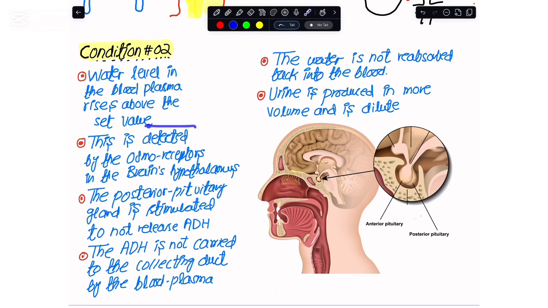So again, this elevated level of water in the blood plasma would be detected by the osmoreceptors, but now the posterior pituitary would be compelled to not release ADH. And when the ADH is not released and is not coming toward the collecting duct of the nephron, then as a result, the water would not be reabsorbed back into the blood from the collecting ducts of the nephron, and now the urine produced would be in more volume and it would be dilute.